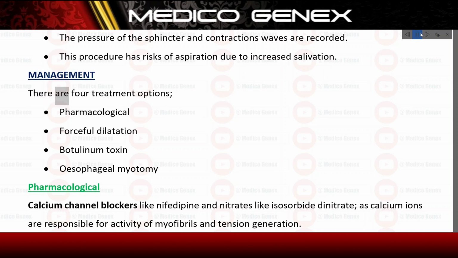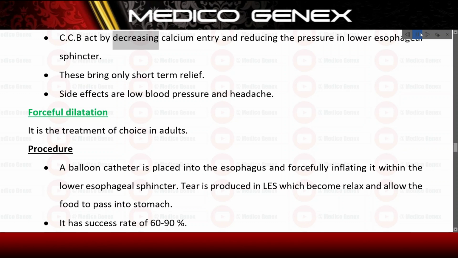Management. There are 4 treatment options: pharmacological, forceful dilatation, botulinum toxin, oesophageal myotomy. Pharmacological. Calcium channel blockers like nifedipine and nitrates like isosorbide dinitrate, as calcium ions are responsible for activity of myofibrils and tension generation. CCBs act by decreasing calcium entry and reducing the pressure in lower esophageal sphincter. These bring only short-term relief. Side effects are low blood pressure and headache.